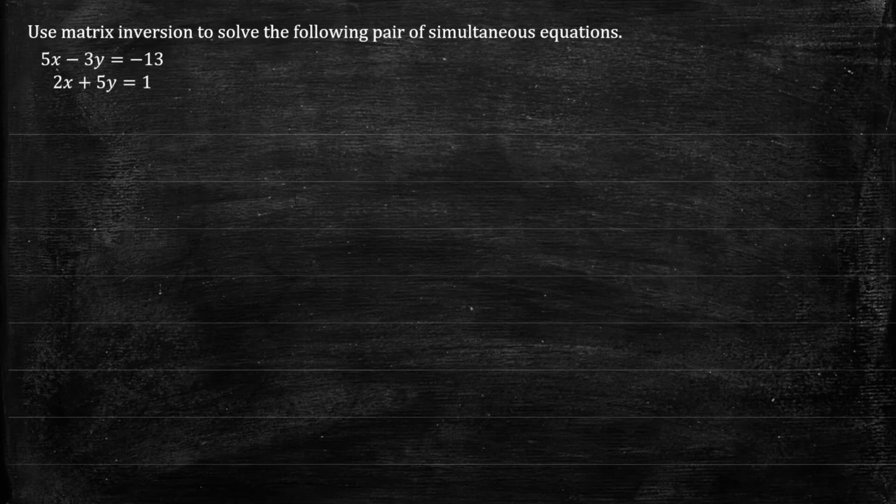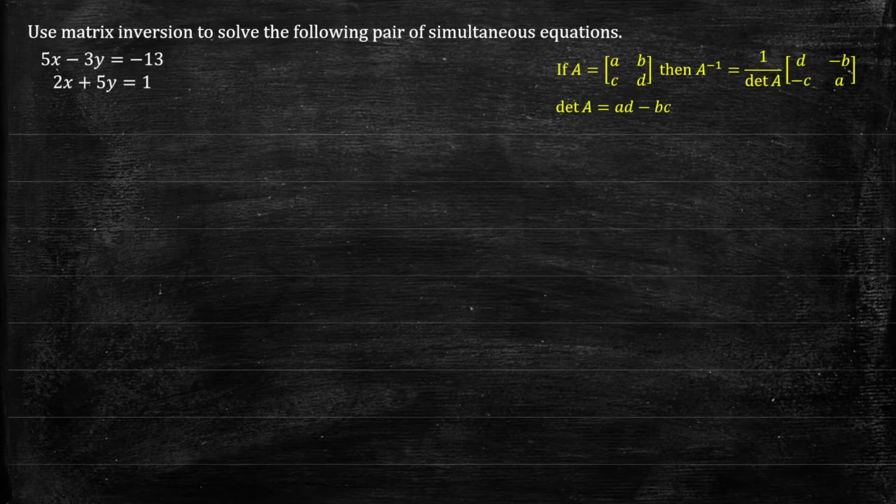In this question, we'll use inverse matrices to solve the following pair of simultaneous equations. Let's write down the formula for our inverse matrix. So if we have a matrix which is A, B, C, D, then the inverse of the matrix is 1 on the determinant multiplied by D, negative B, negative C, A. And the determinant is AD minus BC. We'll use that soon. The first thing we'll do is set up a matrix equation.